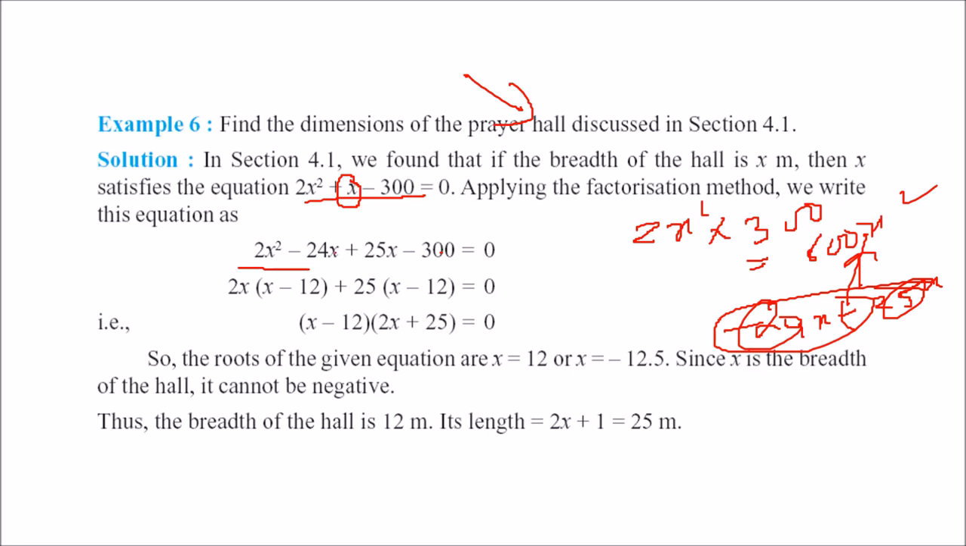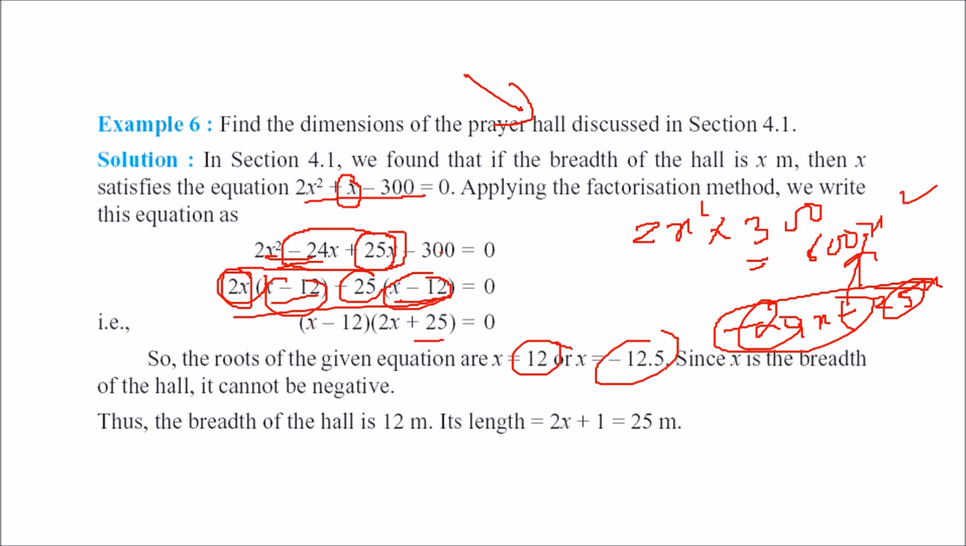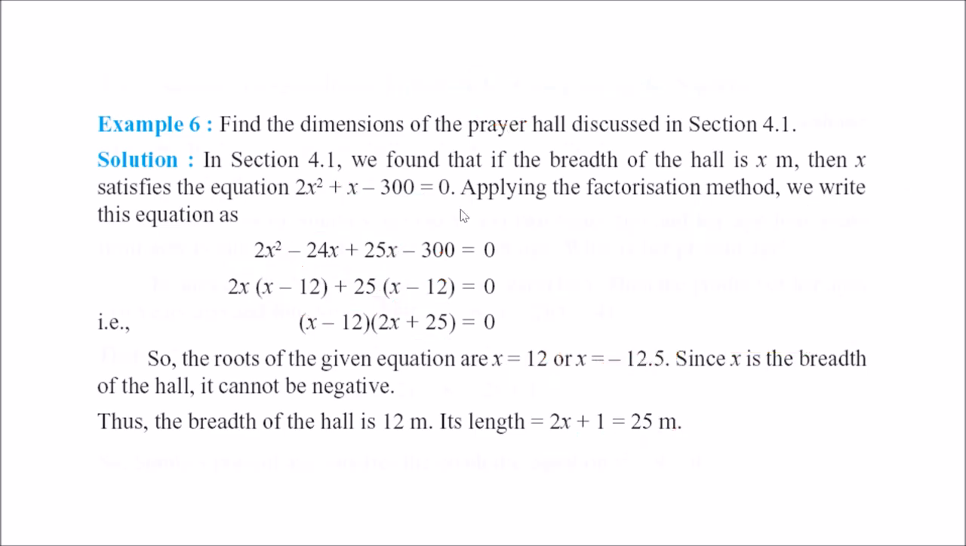So 2x square plus x can be written as 2x square minus 24x plus 25x. Now for 2x square minus 24x, you take 2x common, and here you take 25 common, giving x minus 12 in both. Now take x minus 12 common from the whole, and you'll get 2x plus 25 inside. Now equate it: x equal to 12 or x equal to minus 12.5. And we know that a dimension cannot be negative. So the breadth is 12, and the length will be 2x plus 1, that is 25.